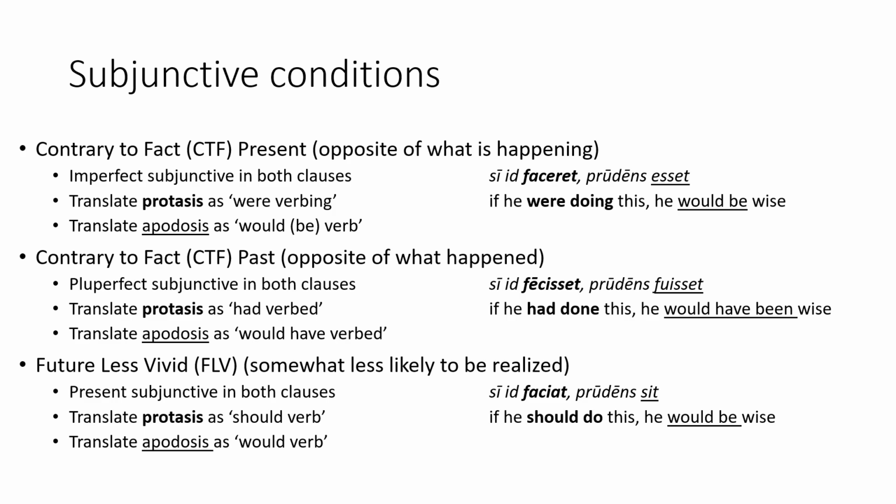This can be seen in the sample sentence, si id fecissent prudens fuisset. If he had done this, he would have been wise. The relationship between the 2 verbs tells us that he did not in fact do this, so he was not in fact wise.